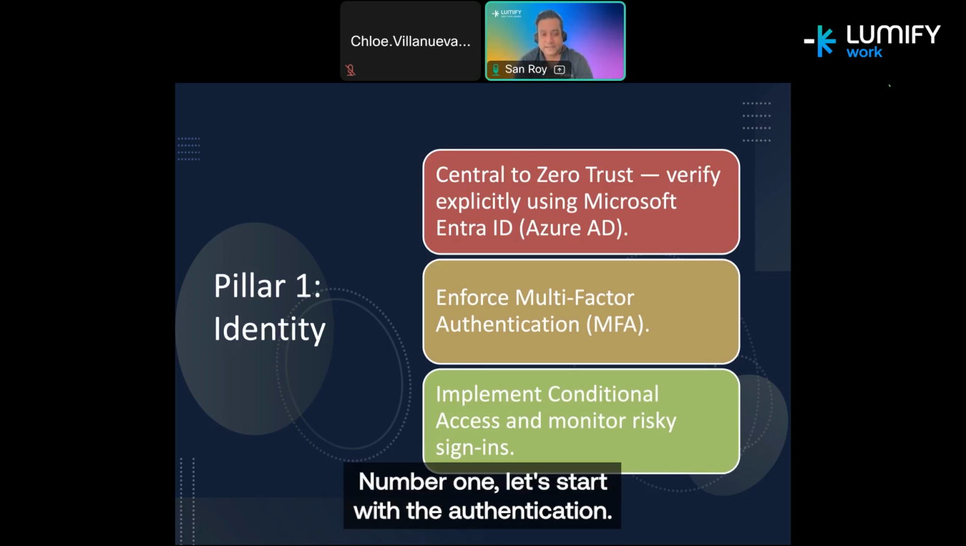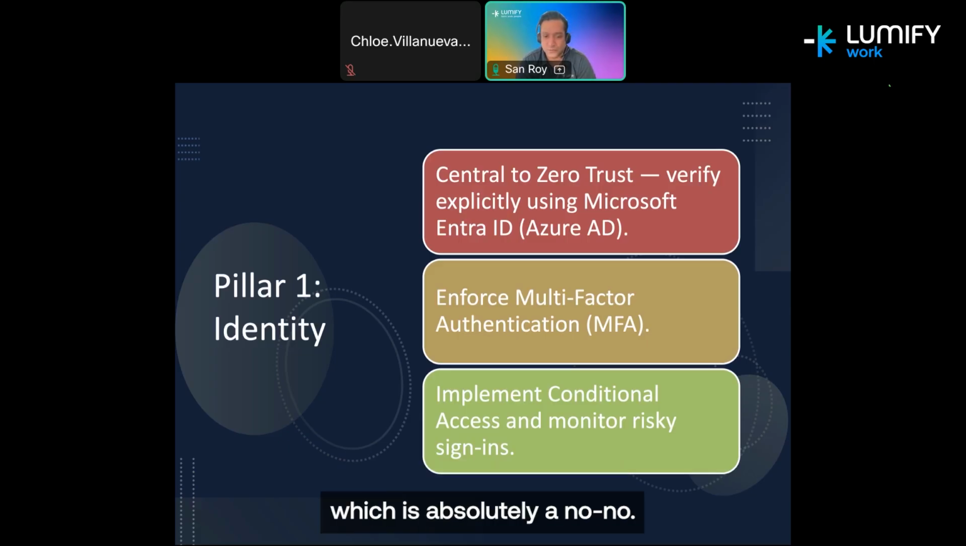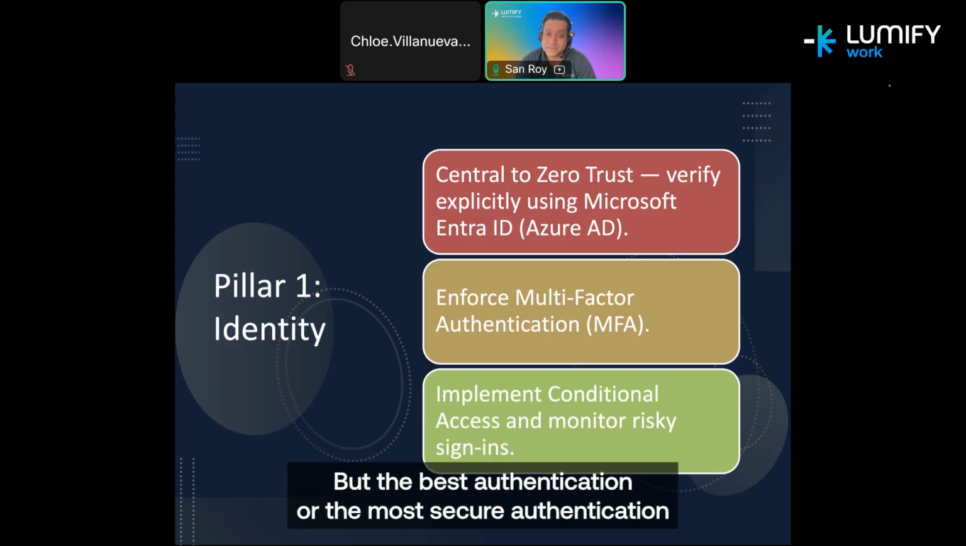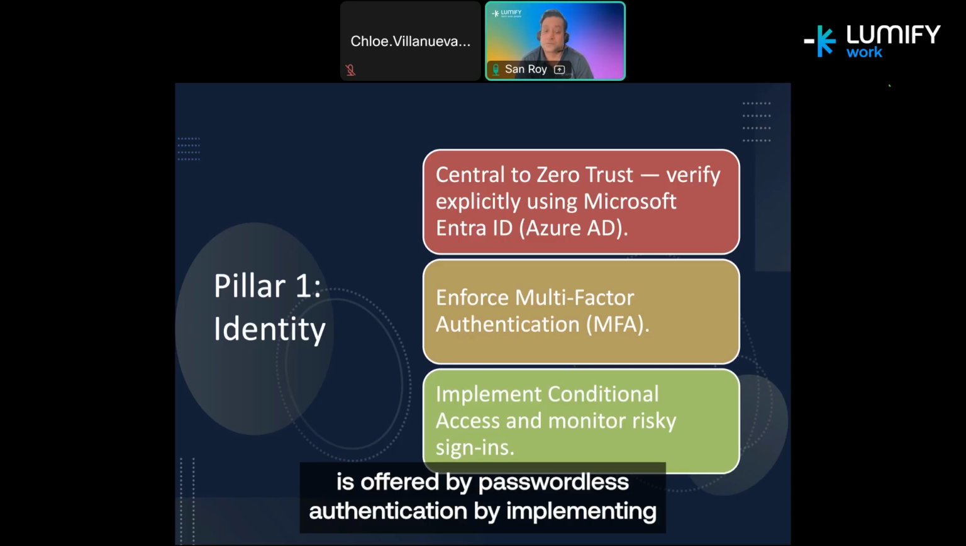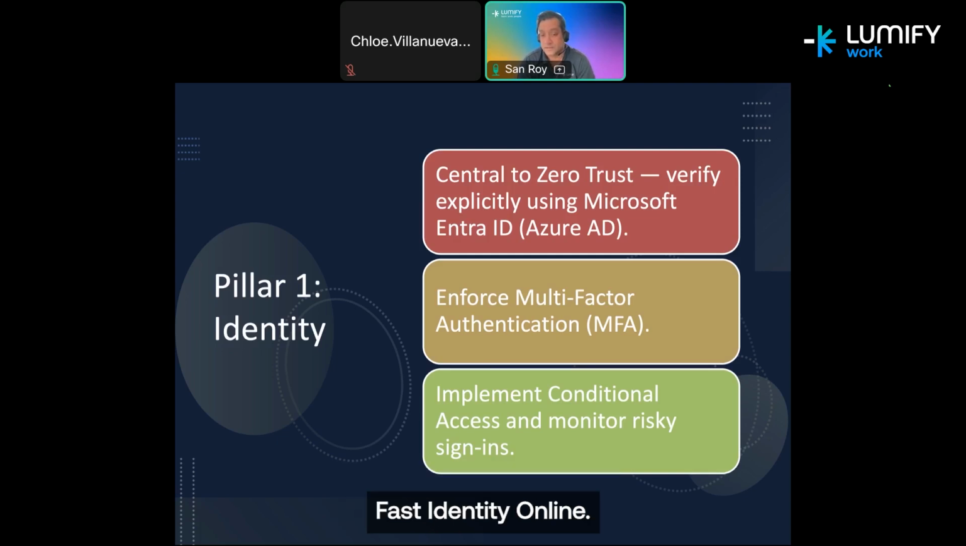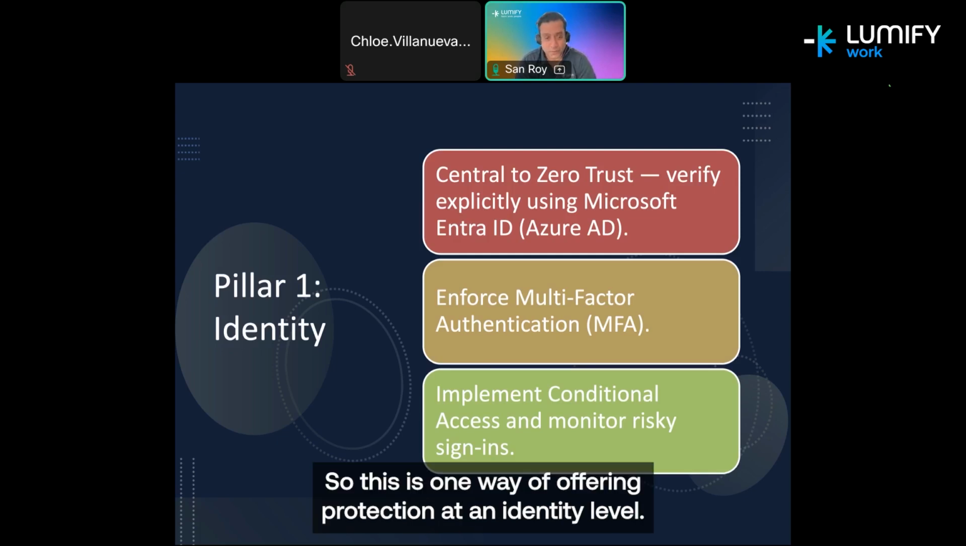Number one, let's start with authentication. We have three different types of authentication. We have SFA, single factor authentication, which is absolutely a no-no, it's bad. Then we have multi-factor authentication, which is, to a certain degree, okay. But the most secure authentication is offered by passwordless authentication, by implementing things like Windows Hello or FIDO 2.0, Fast Identity Online. So this is one way of offering protection at an identity level.